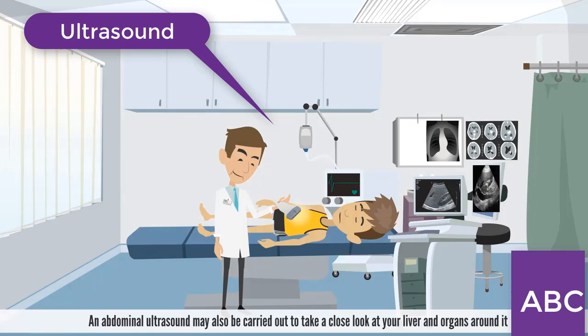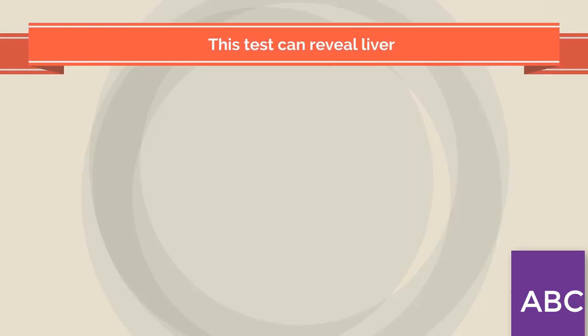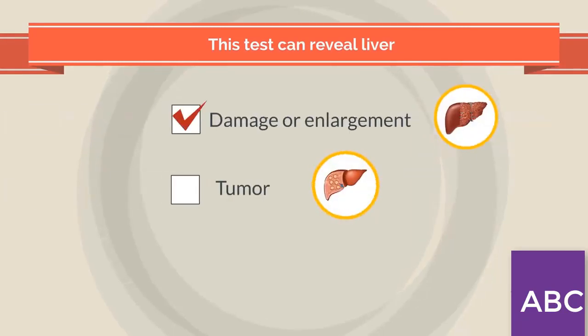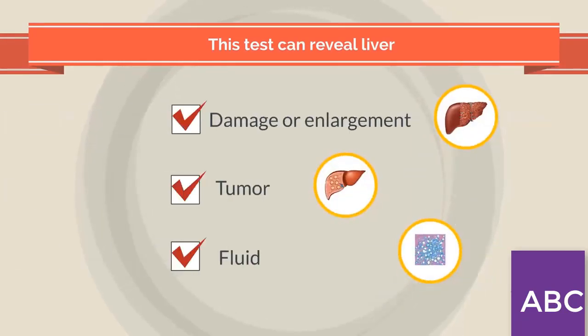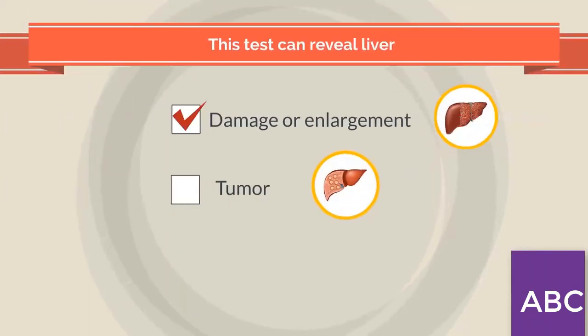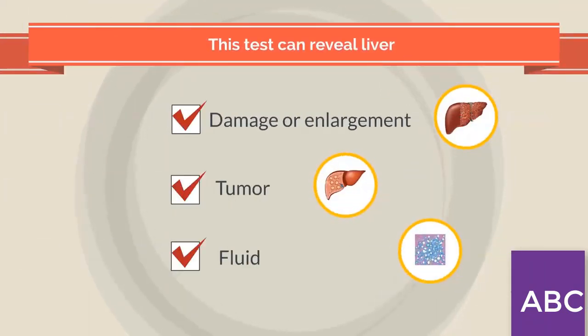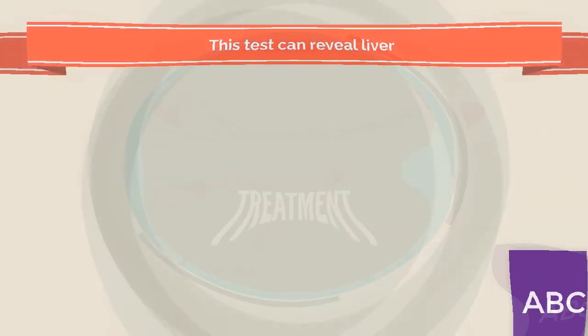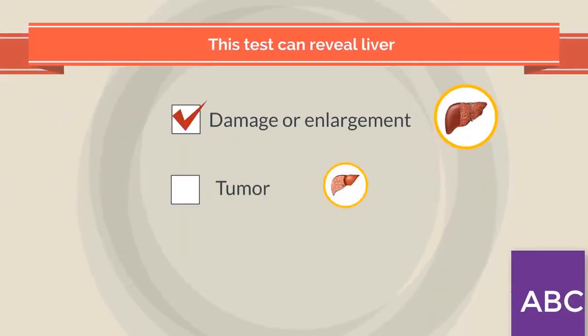We also have an abdominal ultrasound, which may also be carried out to take a close look at the liver and organs around it. This test can reveal the following: damage or enlargement of the liver, tumor, if there is fluid in your abdomen, that is ascites.